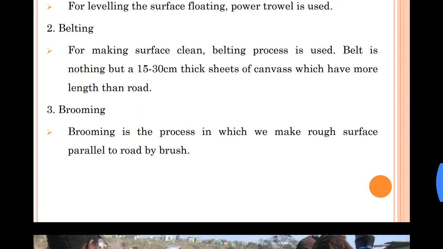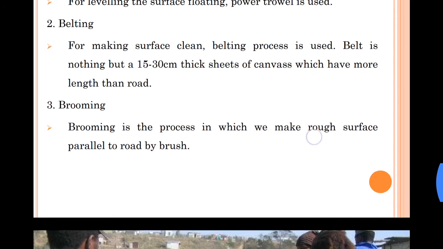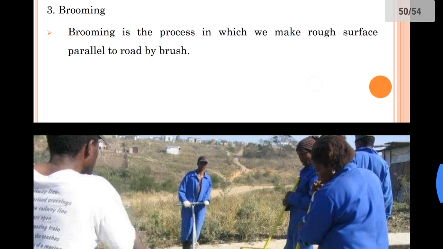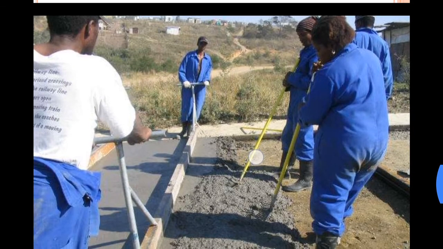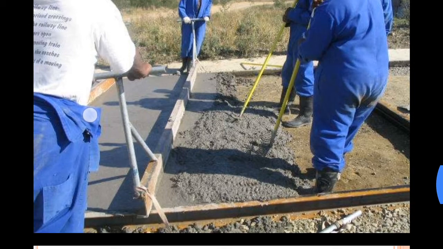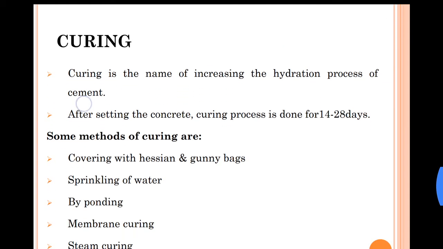Then we have brooming. Brooming is the process in which we make a rough surface parallel to the road by brush. By brushing we make the surface rough in order to provide some friction, because we need the friction in order to avoid skidding. Hence we need to perform the brushing operation.